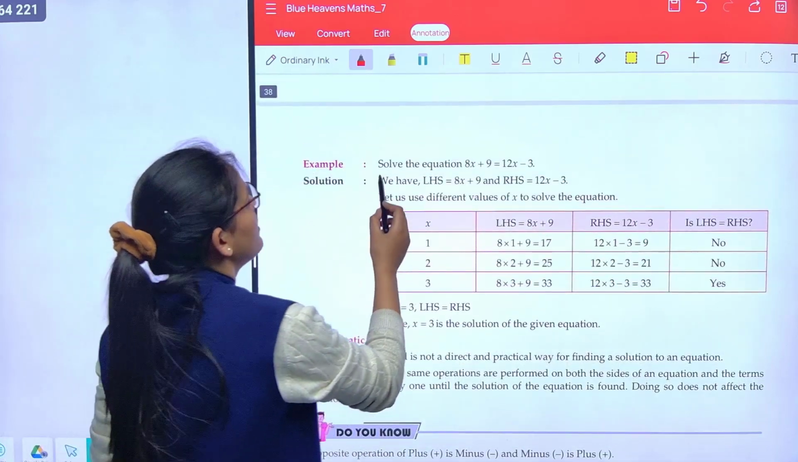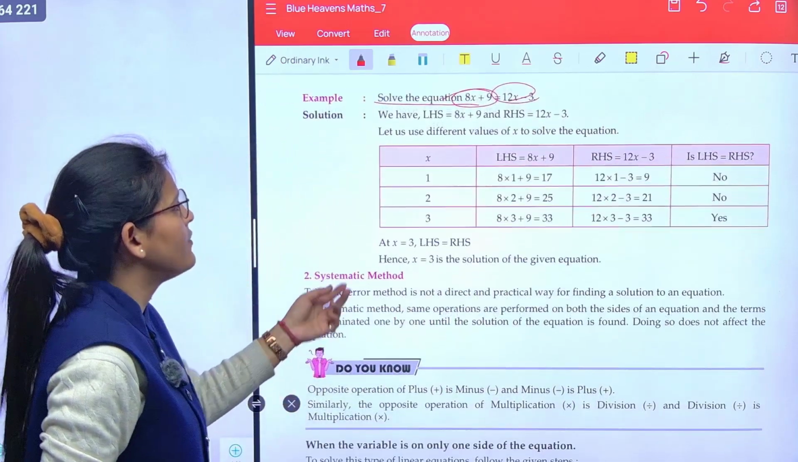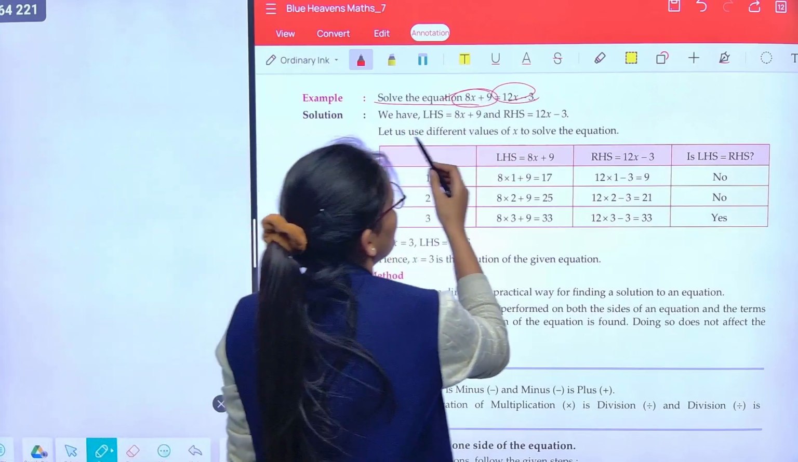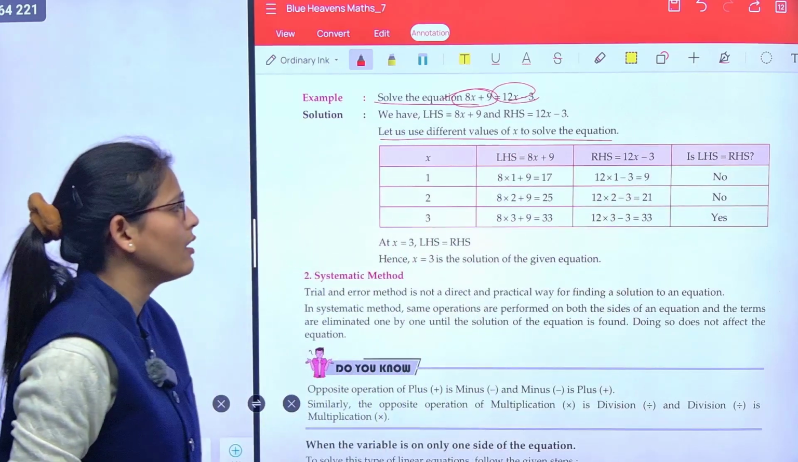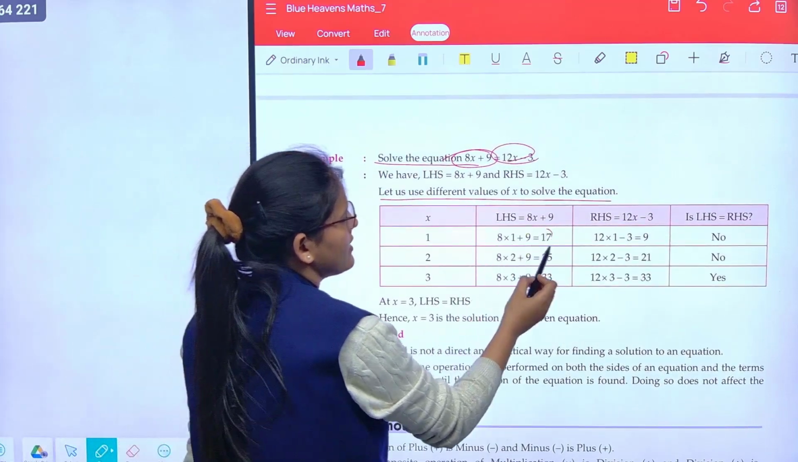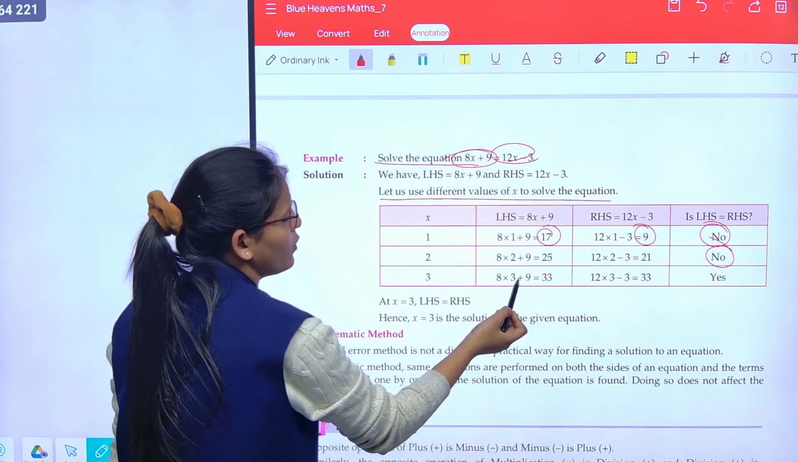Now example, solve the equation. Class, we will solve this. Yes class, we have LHS and here is our RHS. Now let us use different values of x to solve the equation. Now class, here is 17, here is 9. No, no. Here we put 1, here 2, here 3.